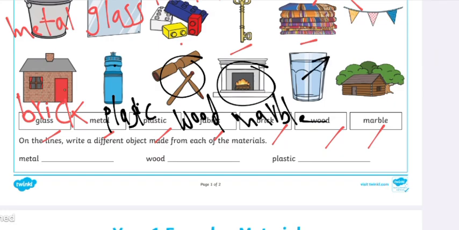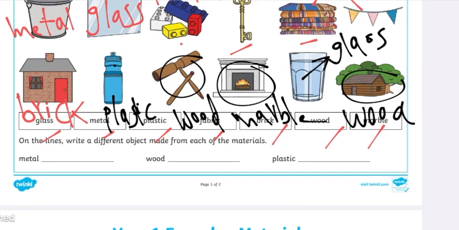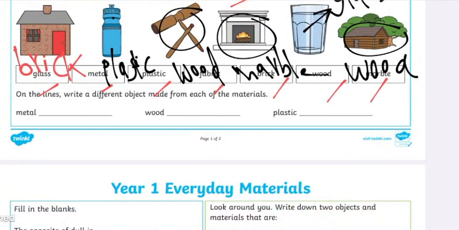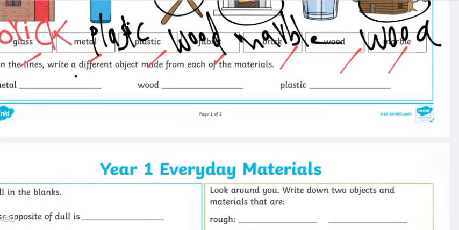This cup? Glass. But this hat, is it made of wood, bricks, or what? Wood. That's right. Okay. On the lines, write different objects made from each of the materials.